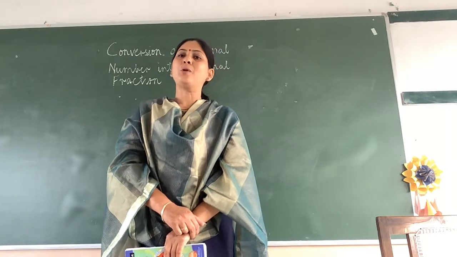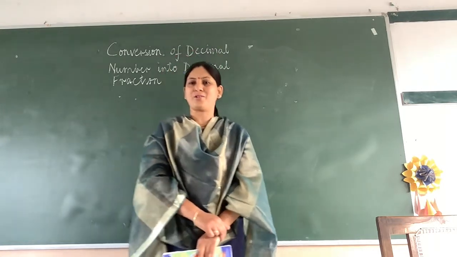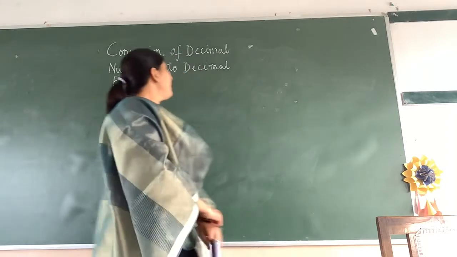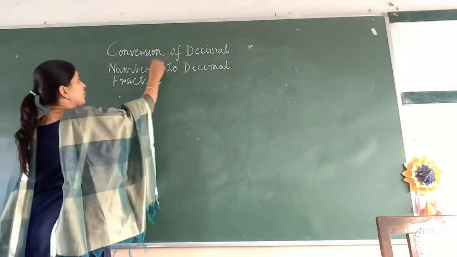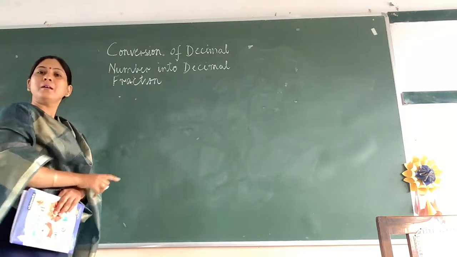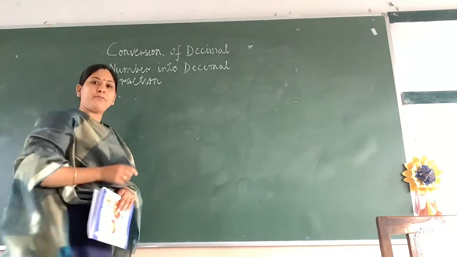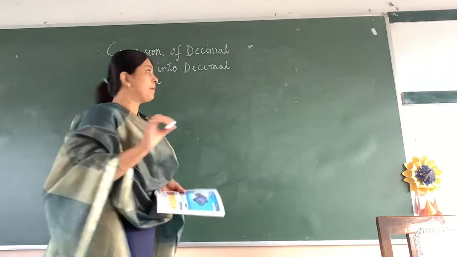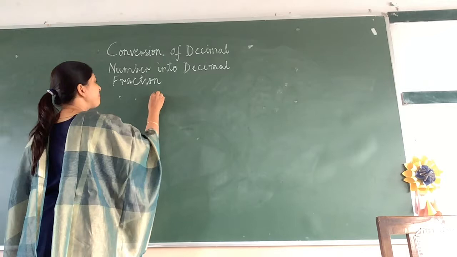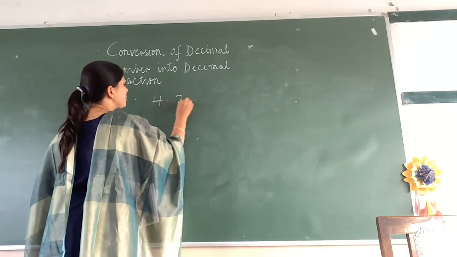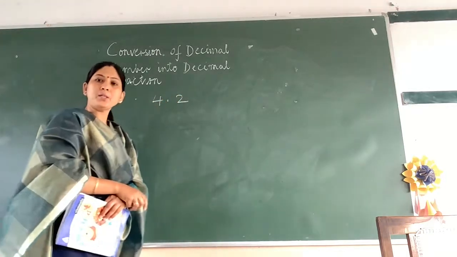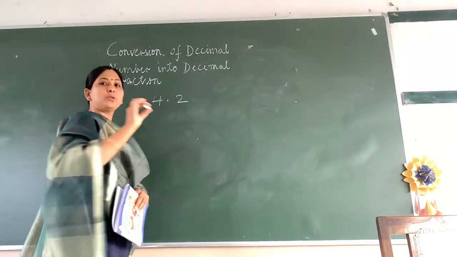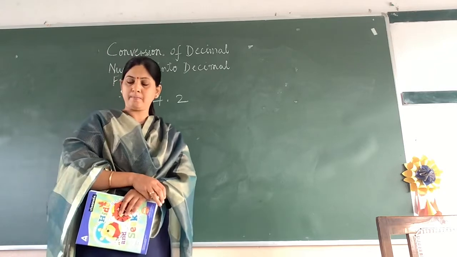Yesterday we learned how to convert a decimal fraction into a decimal number. Today we will learn conversion of a decimal number into a decimal fraction. Now, if we have a decimal number, let's say 4.2, we have to convert this decimal number into a decimal fraction.